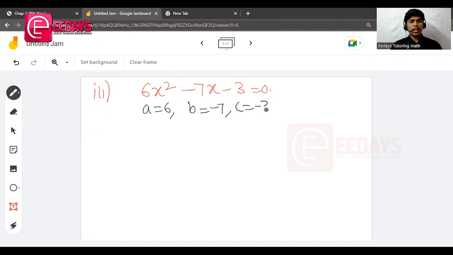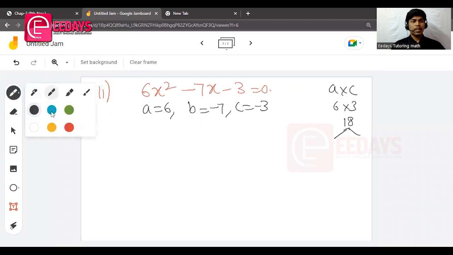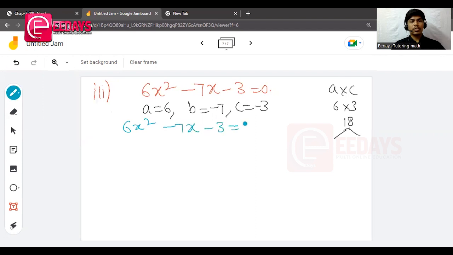You should be quick, guys. Why? Because we already saw a lot of questions. Now A into C, that is 6 into 3, that is 18. Write the factors of 18. 6x square minus 7x minus 3 is equal to 0. Write the factors for 18. 1 times 18. I just start with a smaller table. Why? Because we can't predict which table it will be. 2 nines are 18 and 3 sixes are 18.